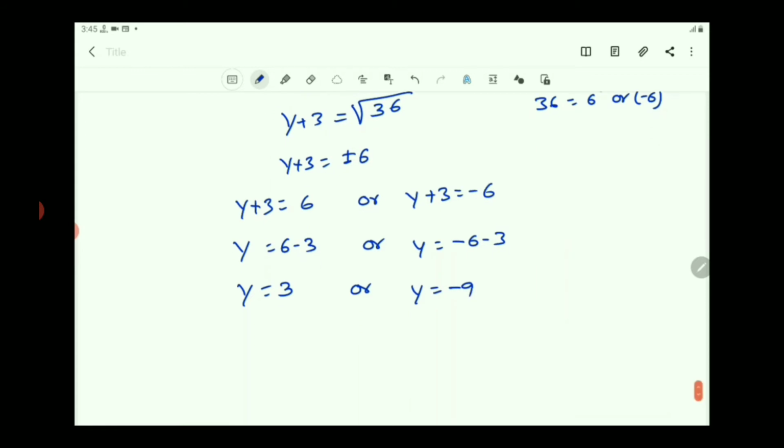So what are the values of y? y equals 3 or y equals minus 9. 3 or minus 9 are the values of y.